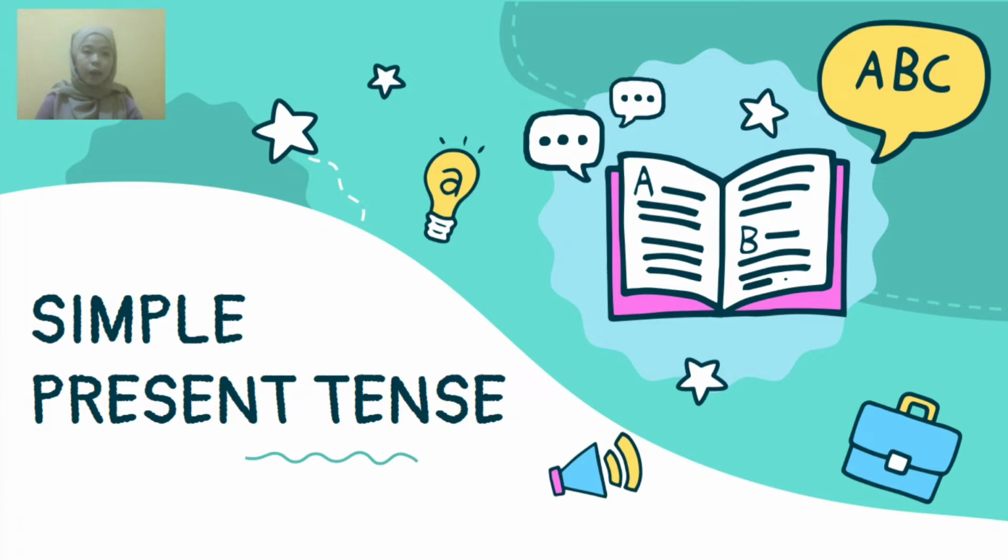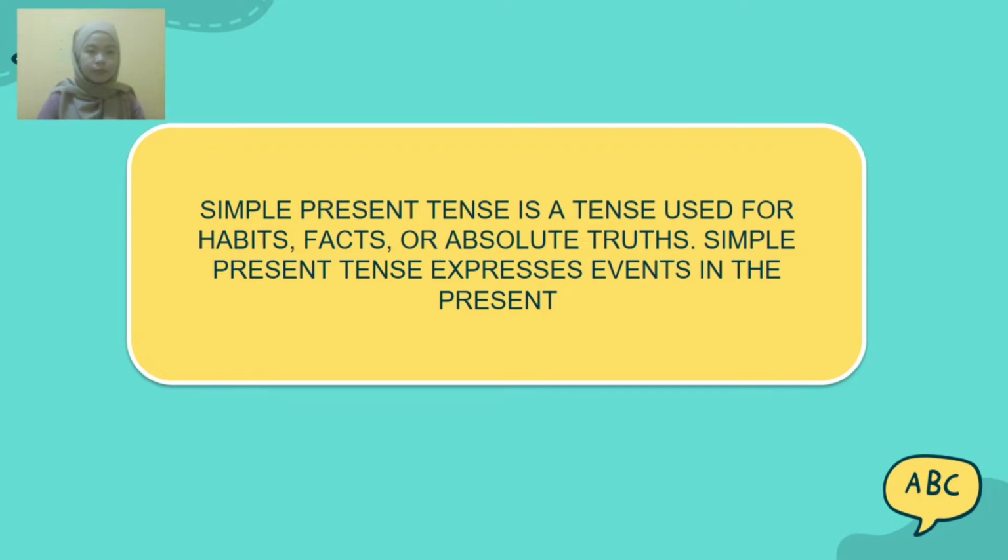Today, I would like to discuss simple present tense. Let's do the definition first. Simple present tense is a tense used for habit, fact, or absolute truth. Simple present tense expresses events in the present.